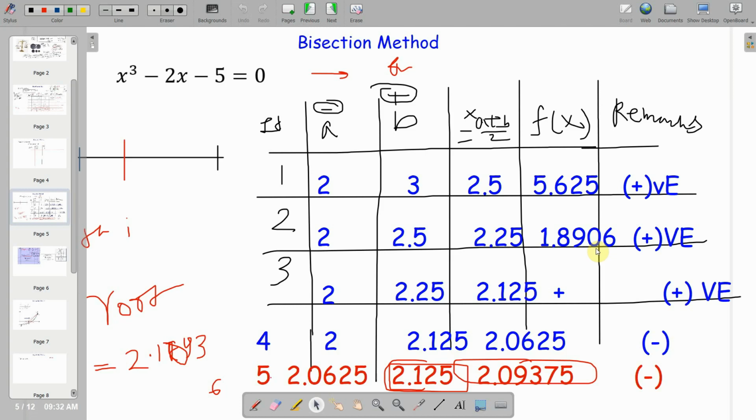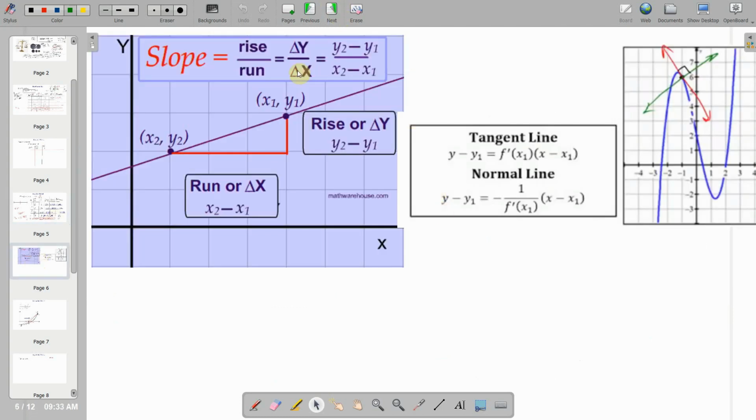To advance or speed up this technique, we'll be discussing another method called the Regula Falsi method, which is an advancement of the bisection method. Before understanding this method, I hope you remember how to calculate the slope of a straight line, because these things are very important for this topic.